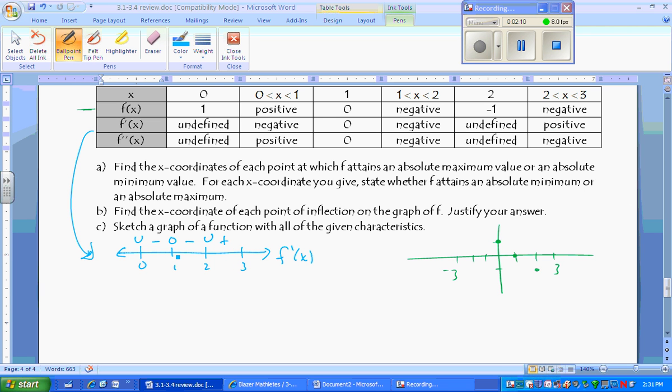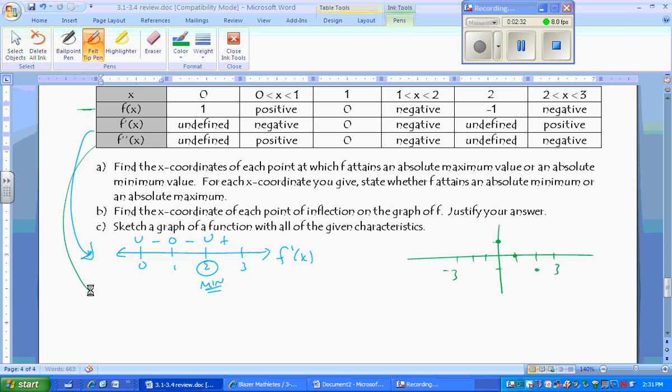So we need to look at this and see what it tells us. It tells us this graph is decreasing until we get to 1, where the derivative is 0, and then it decreases more. Then it increases from 2 to 3. So it changes from decreasing to increasing at x equals 2. That's going to be a local minimum.